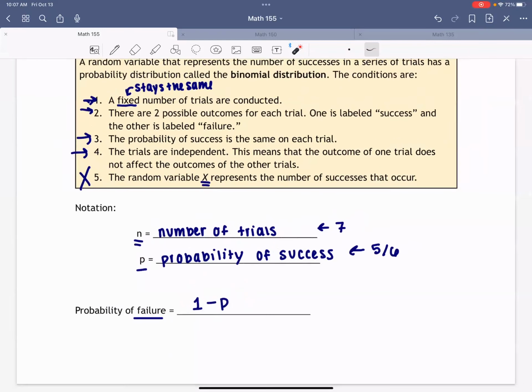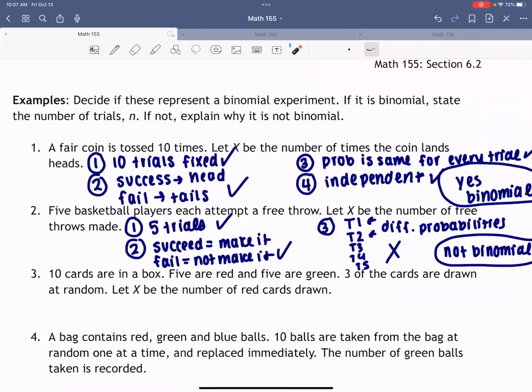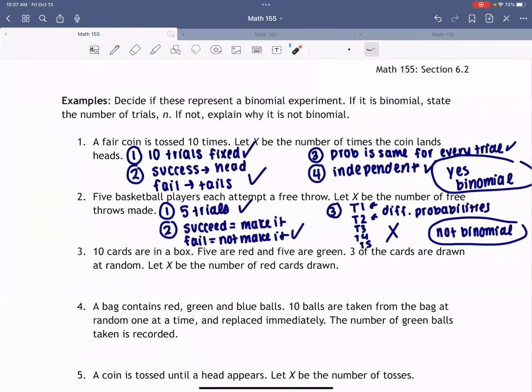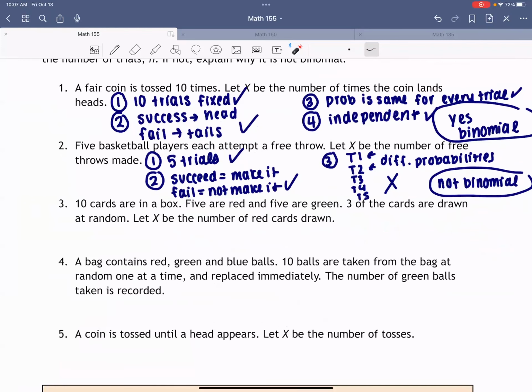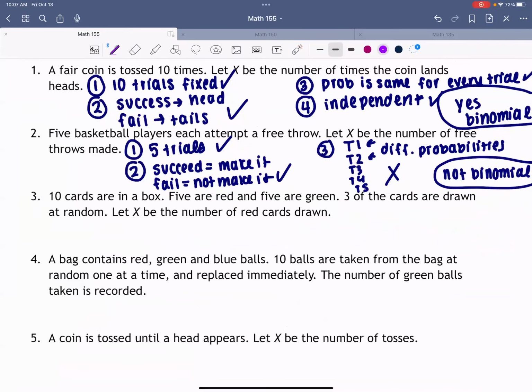Okay. So we did a couple examples where I gave you a situation and we had to find out if it was binomial or if it wasn't. And that basically was asking us, okay, are we following our 4 properties or not, right? Let's take a look at number 3, okay? In this example, we have 10 cards. They're in this box, okay? Half the cards are red and the other half of the cards are green, okay?